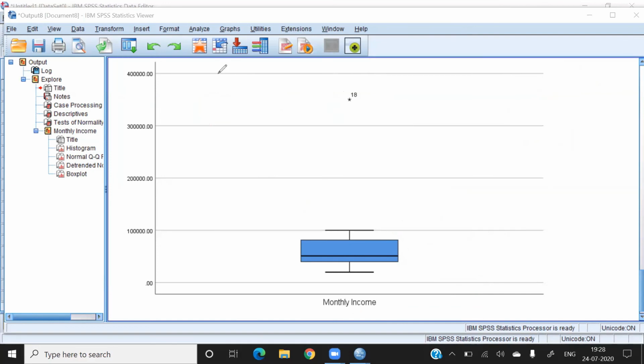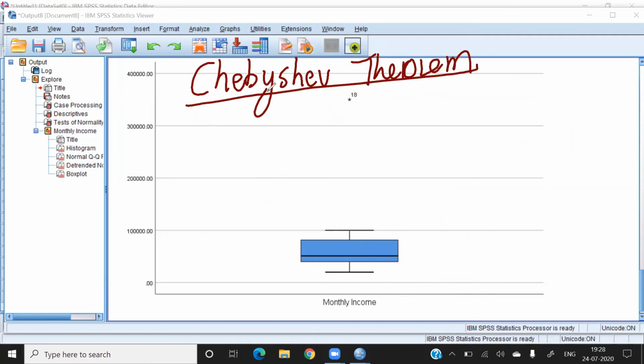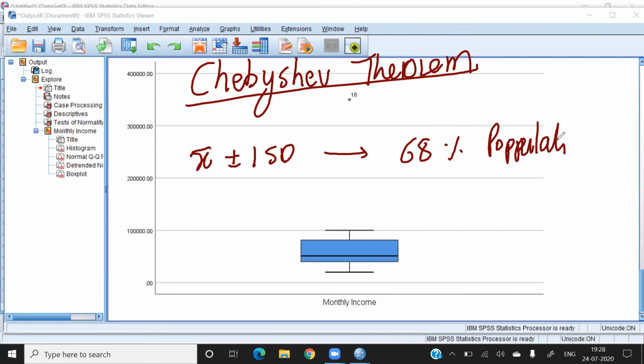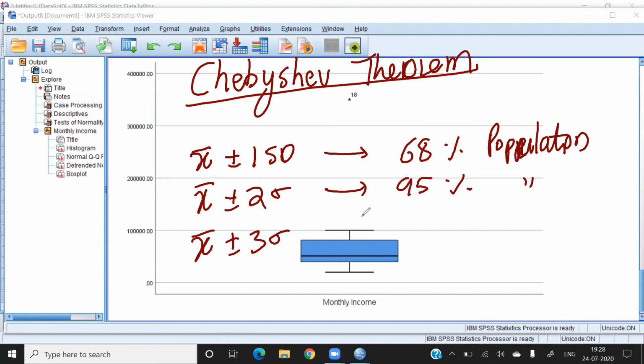Actually, the software applies a theorem known as the Chebyshev theorem, right? So let me explain this theorem. The Chebyshev theorem says that within the mean plus minus one standard deviation, 68% of the population should lie. Within the mean plus minus 2 standard deviations, 95% of the population should lie. Similarly, within the mean plus minus 3 standard deviations, 99.7% of the population should lie, right? So this is the criteria.